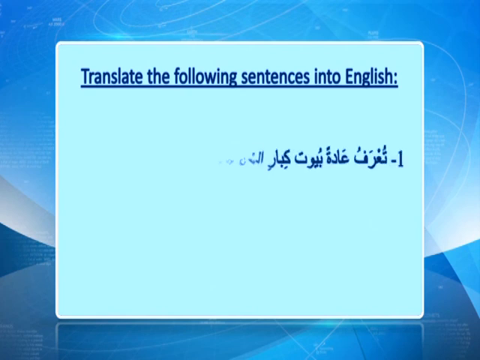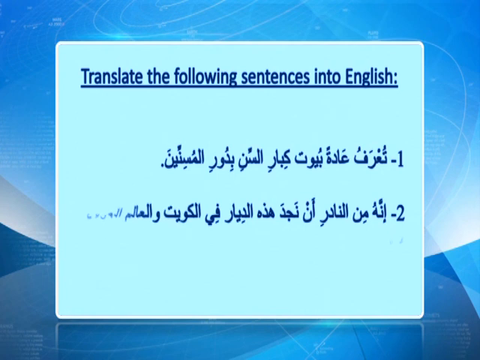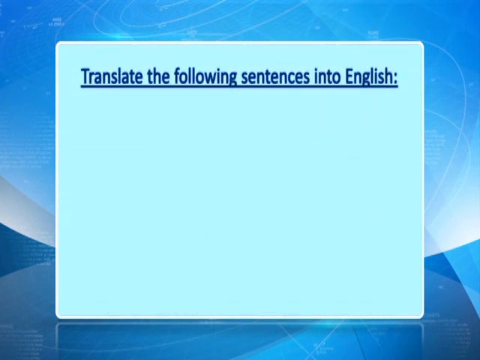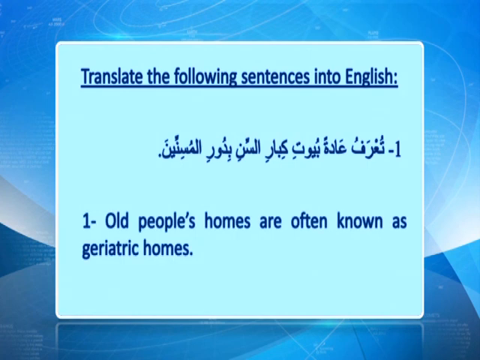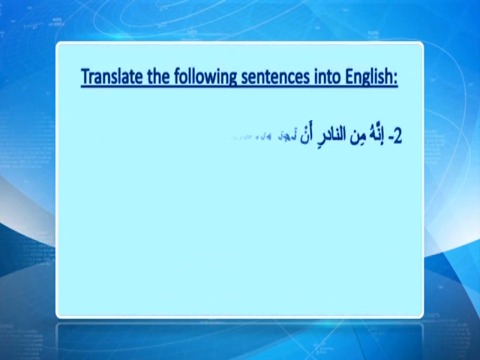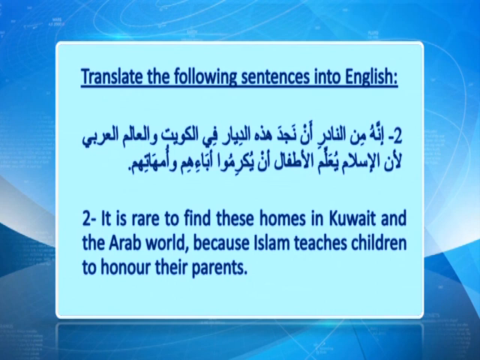Now translate the following sentences into English. تعرف عادة بيوت كبار السن بدور المسنين. إنه من النادر أن نجد هذه الديار في الكويت والعالم العربي لأن الإسلام يعلم الأطفال أن يكرموا آباءهم وأمهاتهم. Okay, so the best translation for this is, for sentence number 1, old people's homes are often known as geriatric homes. And for the second sentence, we can translate it as so. It is rare to find these homes in Kuwait and the Arab world because Islam teaches children to honor their parents.